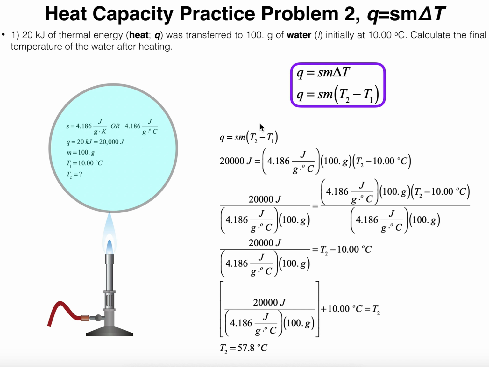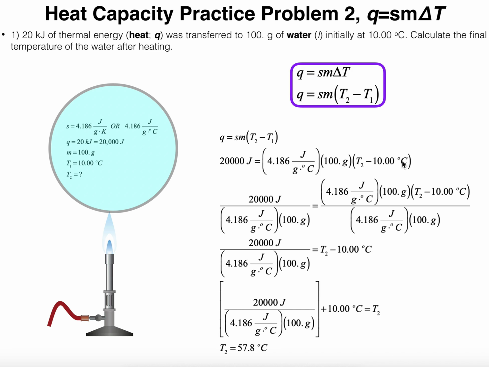All right, let's start by plugging in some things that we know. Our heat, Q, is 20,000 joules, equals S, our specific heat of water, 4.186 joules per gram per degree Celsius. Our mass of water is 100 grams. Now, again, parentheses, make sure you leave those. T2 we don't know, minus 10 degrees Celsius, which is our temperature 1 or initial temperature.